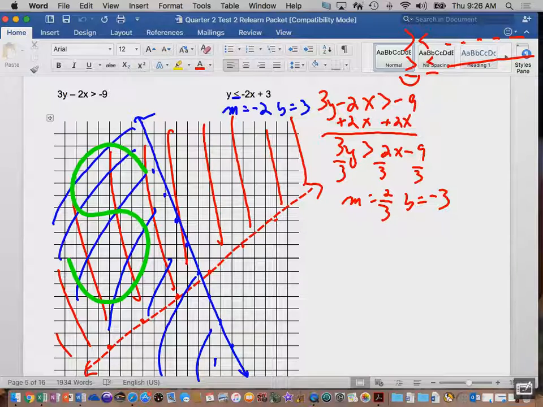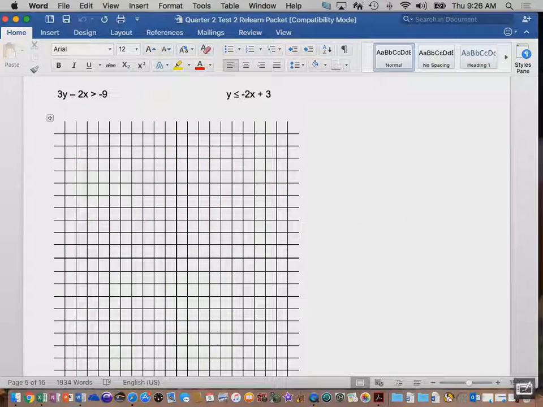A lot of times they ask for a point in the solution set. I always like to look at point (0, 0). You can choose any point where it's double shaded. Do not pick a point on the broken line. On the broken line is not included in the solution set. Okay, third part of the test gone over.